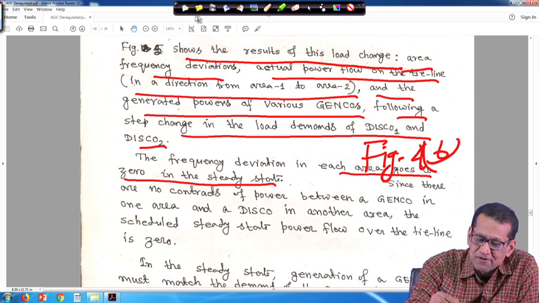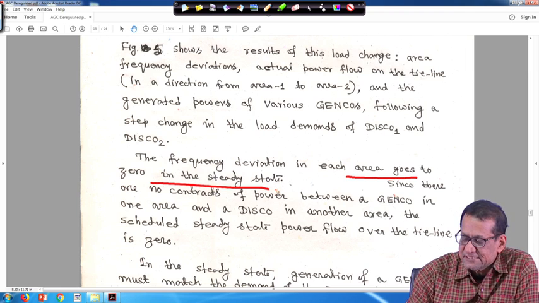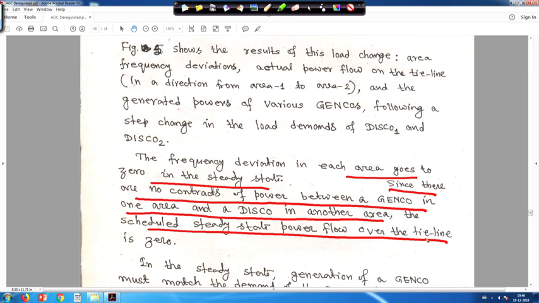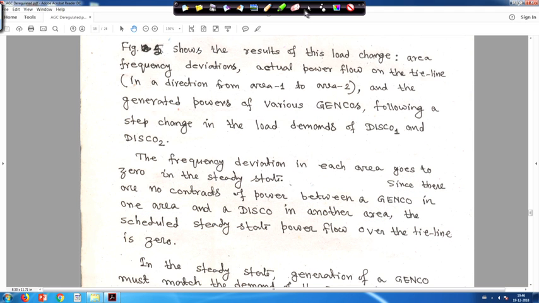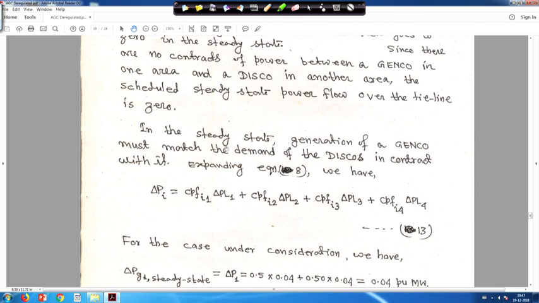And then the frequency deviation in each area goes to 0 in the steady state, since there are no contracts of power between a GENCO in one area and a DISCO in another area. The scheduled steady state power flow over the tie line is 0, that I also told you, right. So in the steady state, the generation of a GENCO must match the demand of the DISCO in contact with it.